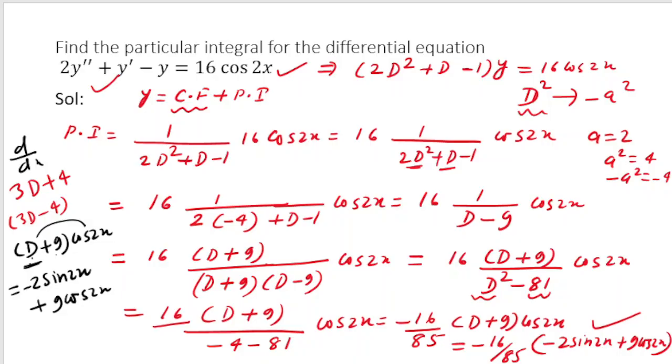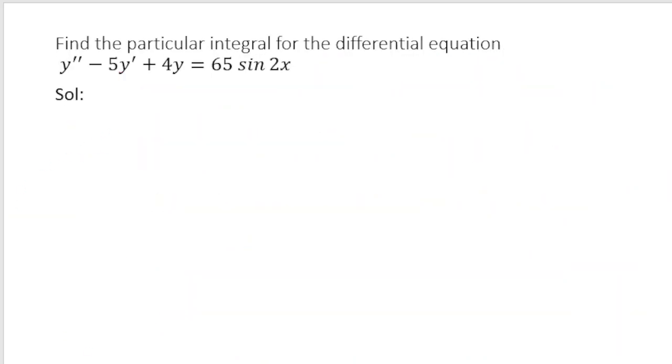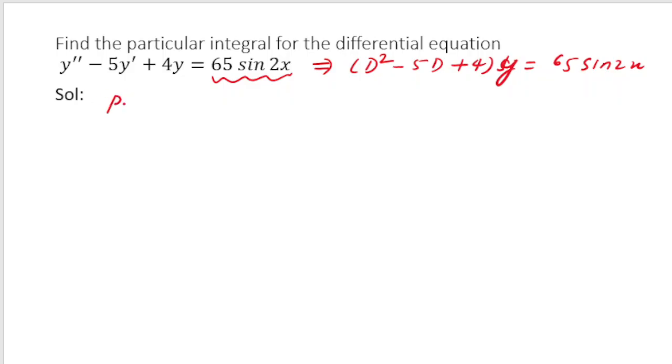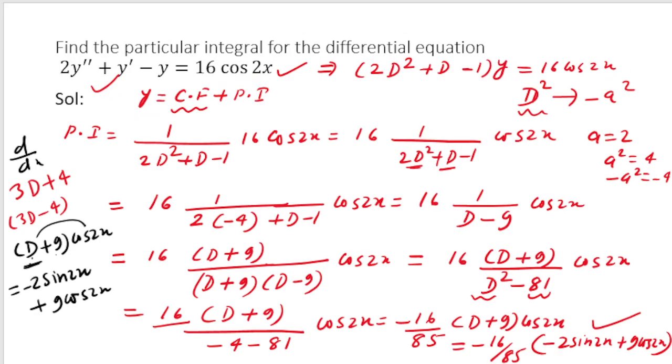Okay. So let me take this problem to make more sense about finding the PI in case of the right hand side being sine or cosine. As you already have seen, now I am not going to write CF, PI and everything. So the operator form of this will be d square minus 5d plus 4 on y is equal to 65 sine 2x. Just the PI part, I am not going to find all the terms. So what is PI in this case?